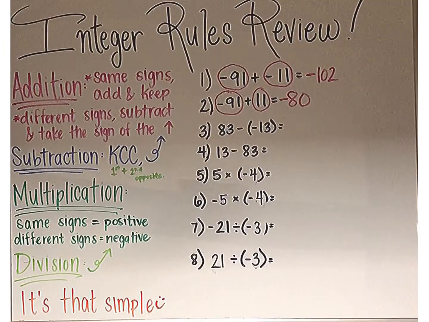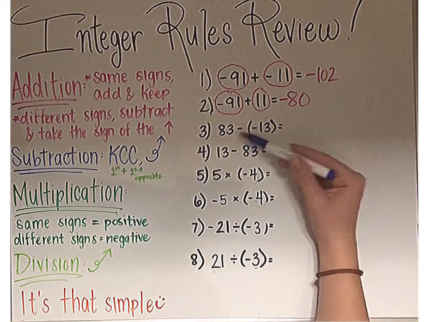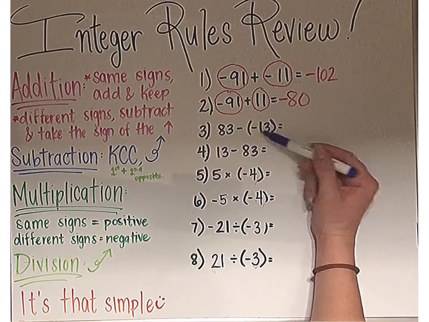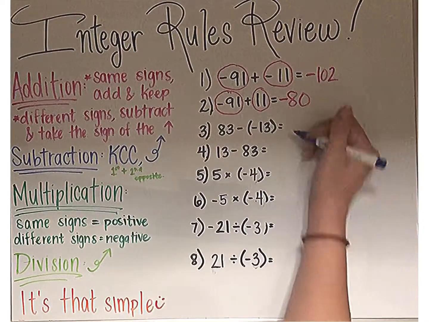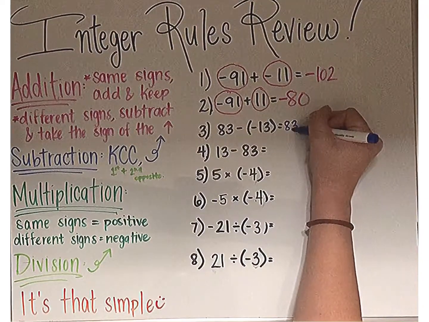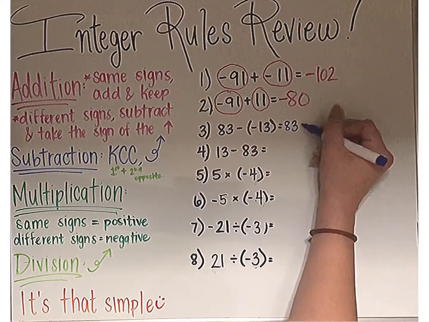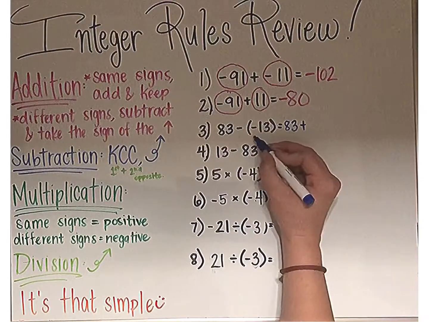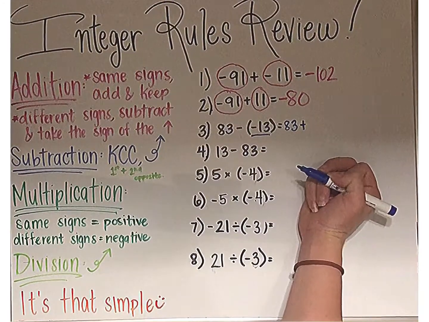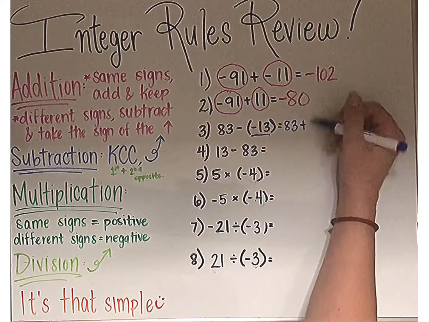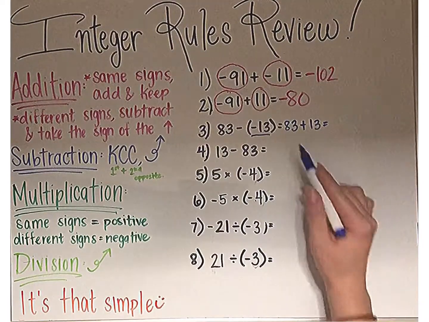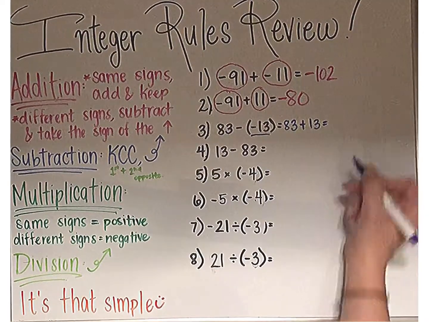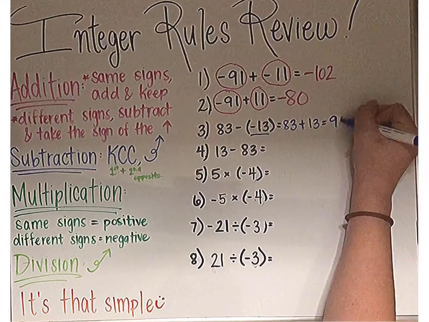All right, looking at number 3, we've now moved on to subtraction. We have 83 minus negative 13. So the first thing we're going to do is our keep, change, change rule. Our first one will stay the same. We will change our subtraction to addition, and we will change the second number to its opposite. The opposite of negative 13 is positive 13. Now we just have a simple addition problem. 83 plus 13, which would give me 96.